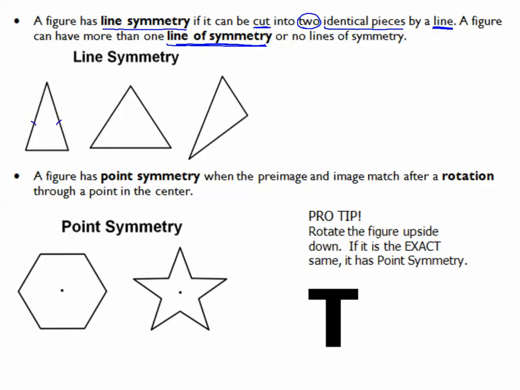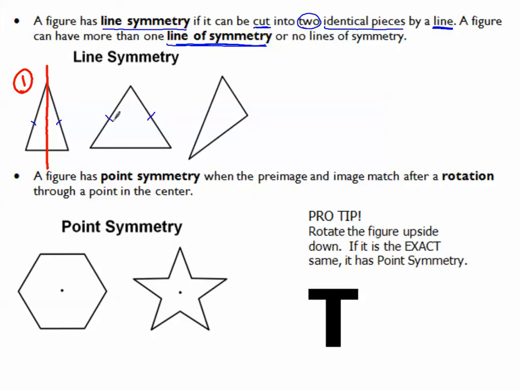I can draw a line, cutting it in half, going straight down the middle because it looks the same on both sides. This one has one line of symmetry. Can you pause the video and try to draw the lines of symmetry for the other two triangles?